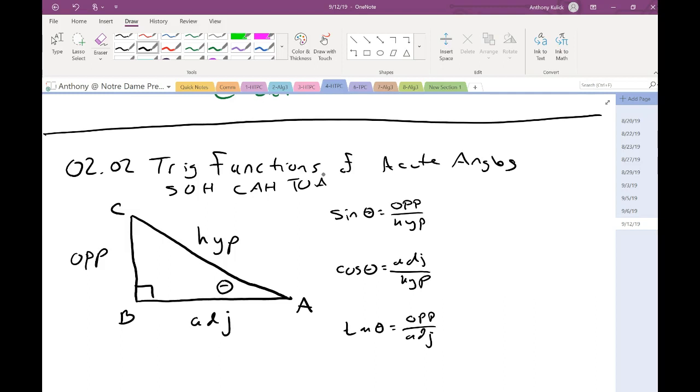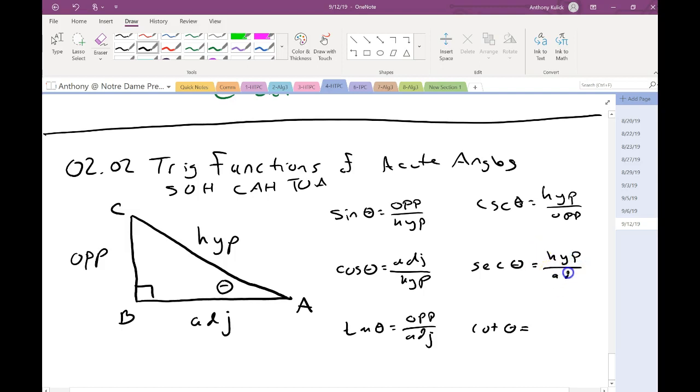There's 3 more trig functions, though, that we're going to care about in this class. Allison? Oh, go ahead. Great. So there's secant, cosecant, and cotangent. These are referred to as the reciprocal trig functions. Yes, Colette? Of course. Because the definition for cosecant is hypotenuse over opposite. The definition for secant is hypotenuse over adjacent. And the definition for cotangent is adjacent over opposite.